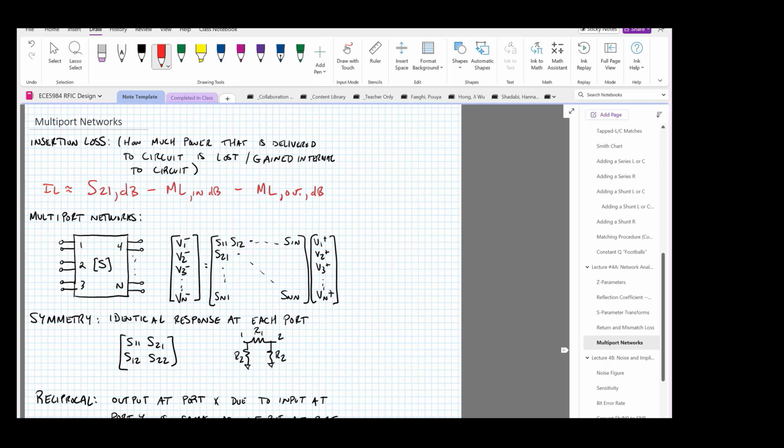Does it also include amplification? Yes, so we talk about insertion loss in terms of passive networks so far, but the same holds true if we were looking at an active network that had, say, some power gain. Now, we're still talking about things in terms of small signal linear approximations.